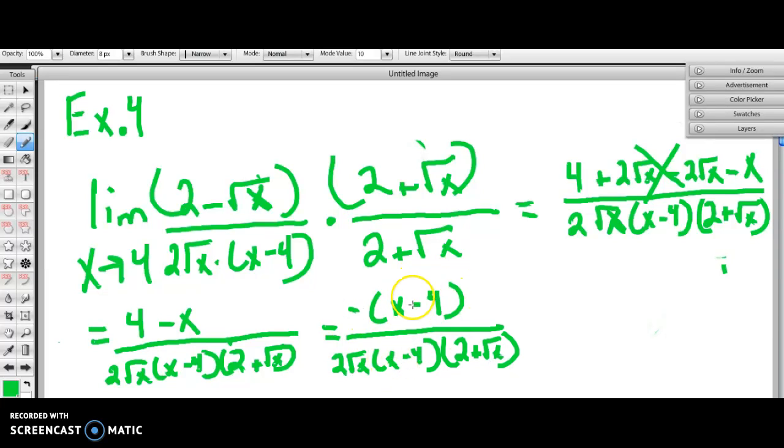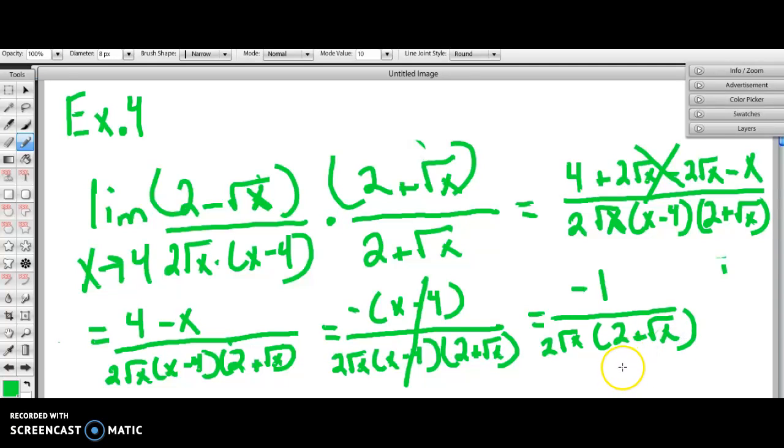All right, now we see that the x minus 4's cross out. So now we have negative 1 over 2 square root of x times 2 plus square root of x. Okay, so now we can plug in our limit. We get some more room.